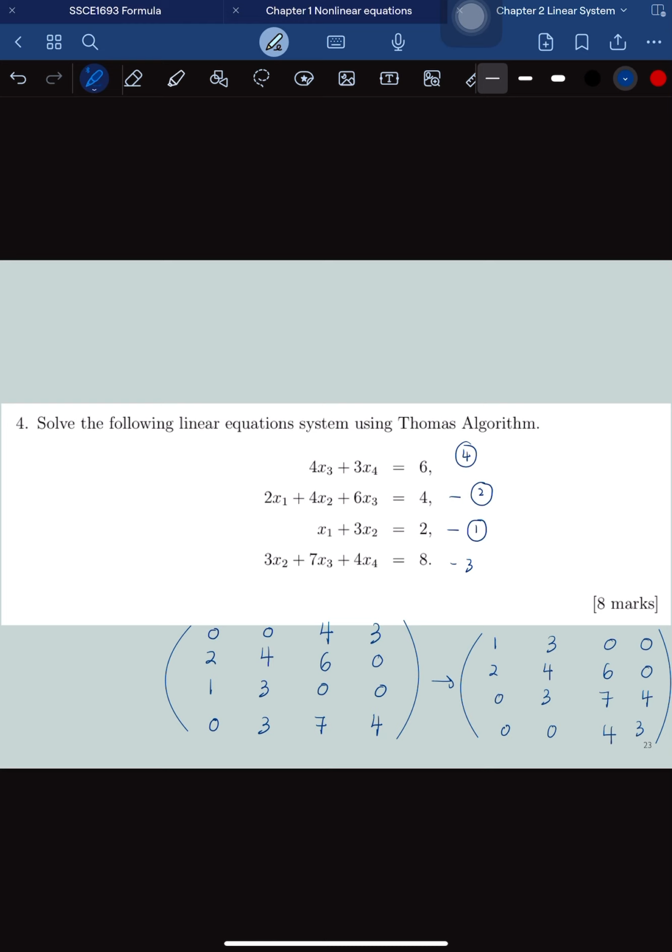Maybe you can try, and my answer is x1 equal to 2, x2 equal to 0, x3 equal to 0, and x4 equal to 2. This is my answer, but you need to check.